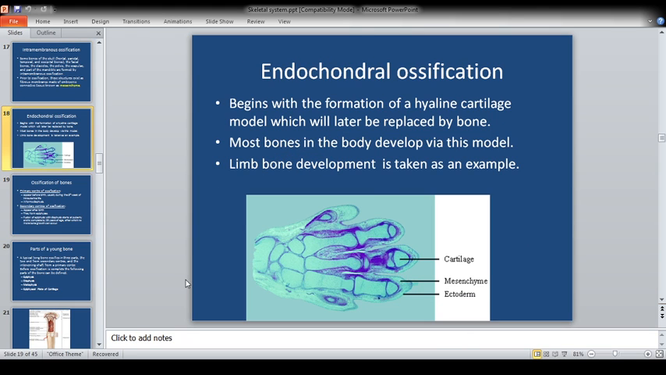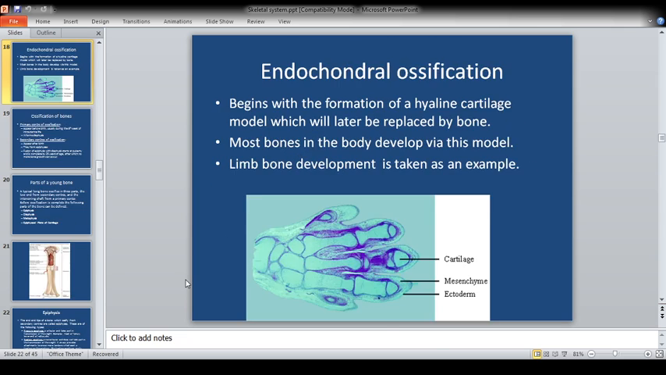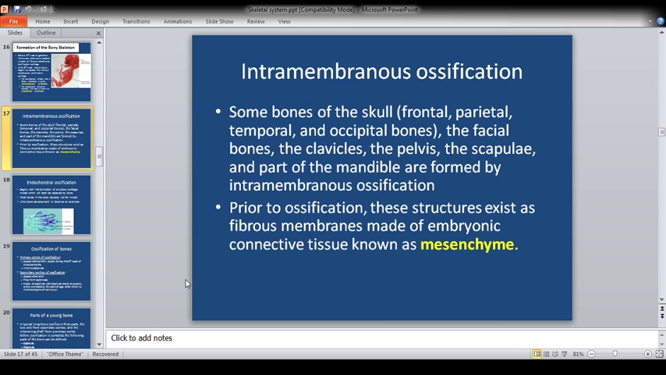So this is just a review, as I said. So we're going to review this. Intramembranous ossification takes place in some bones of the skull: the frontal, the parietal, the temporal, and the occipital bone. The facial bones, the clavicles, the pelvis, the scapula, and parts of the mandible are formed by intramembranous ossification. So all the flat and irregular kinds of bones ossify via this method.